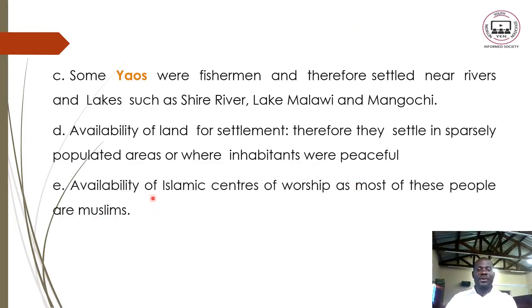Also, availability of Islamic centers of worship, as most of these people were Muslims. So they were choosing places where they could have an Islamic center of worship, asking: in the place where we are going to settle, is our religion also going to be advanced? So they were considering that factor.